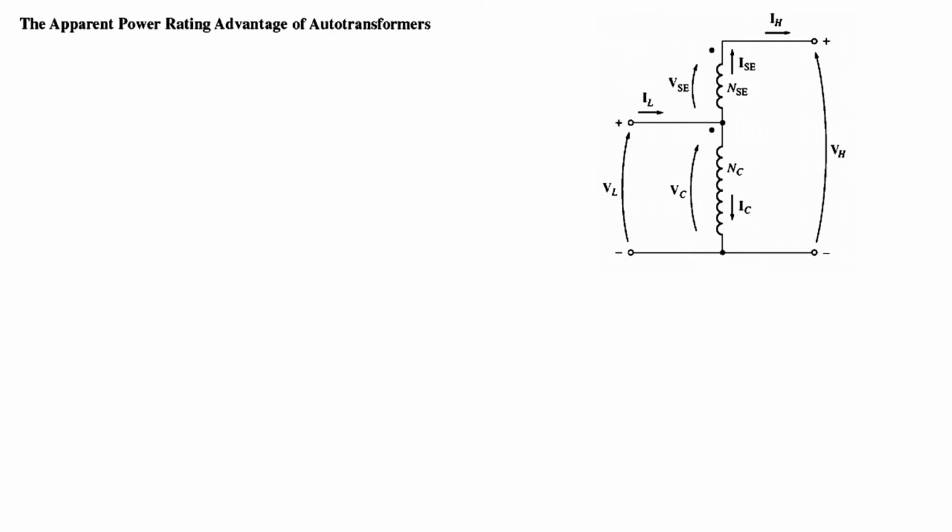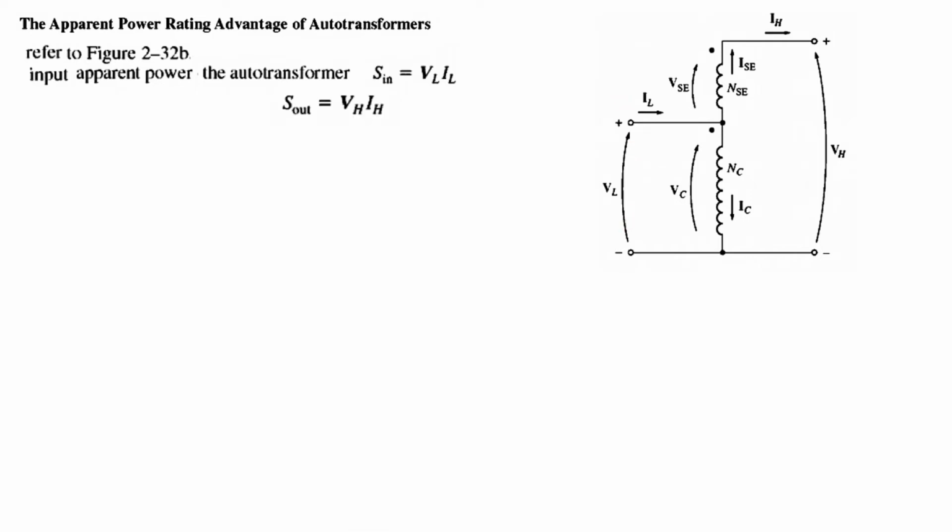Okay, now we'll see what the power rating advantages of an autotransformer are. In this figure we can see that the input apparent power of an autotransformer, S_in, is VL times IL. So this is the input power. And the output power is the high voltage VH multiplied by the current. Remember, we are talking of apparent power, that is why we are using the symbol S.